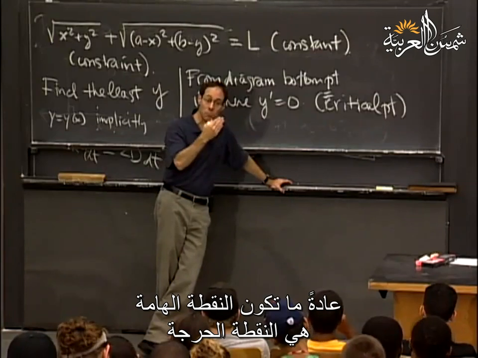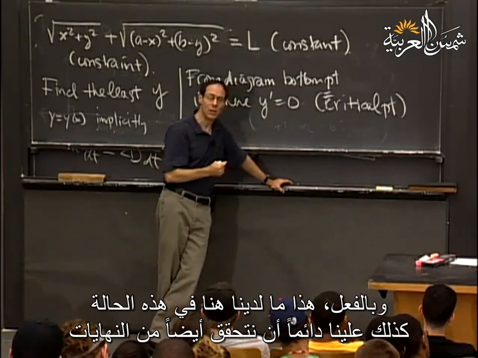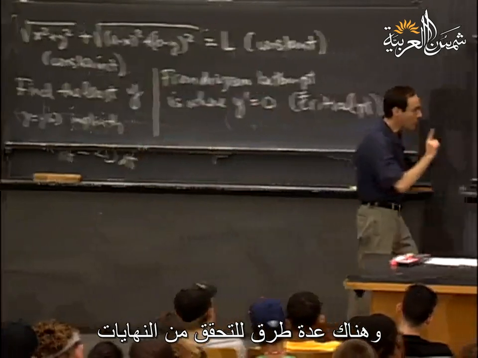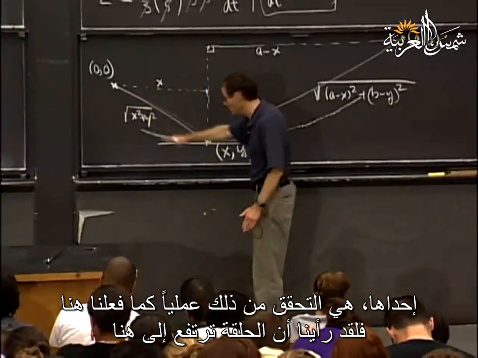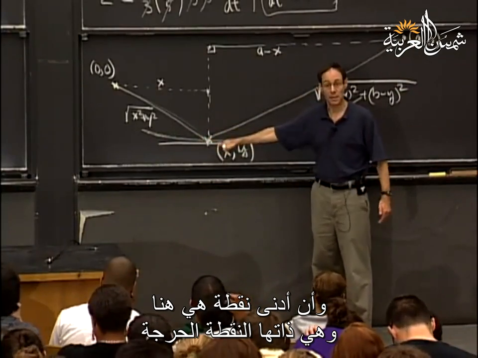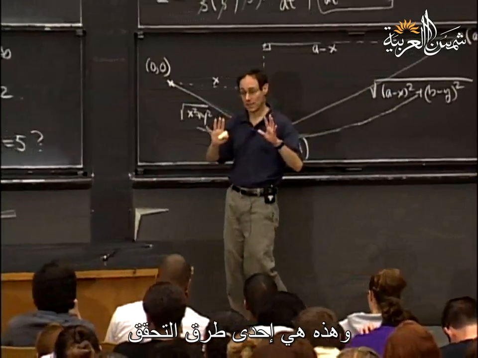Often the interesting point is the critical point, and that indeed turns out to be the case here. But we always have to check the ends. There are several ways of checking the ends. One is that we did this physical problem. We can see that it's coming up here, and we can see that it's coming up here. Therefore, the bottom must be at this critical point. So that's one way of checking it.